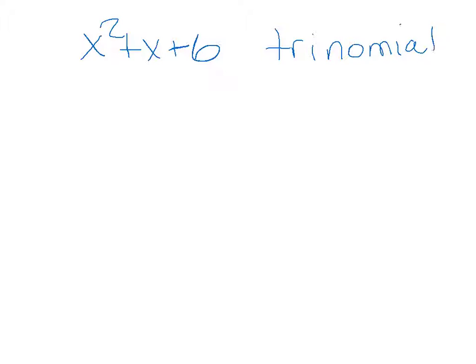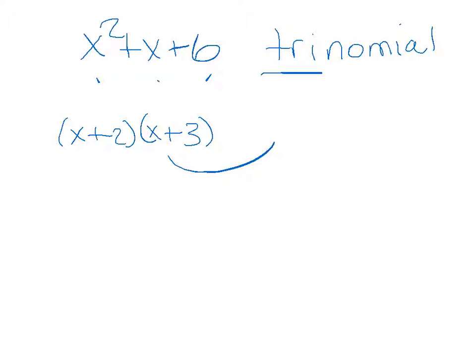All right, let's talk vocabulary. You guys have been working with things like x squared plus x plus 6, let's just say. This is called a trinomial because it has 1, 2, 3 terms. When we double bubble into x plus 2 and x plus 3, each of these is called a binomial because it has 2 terms.